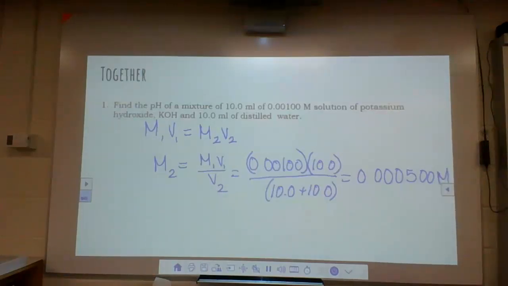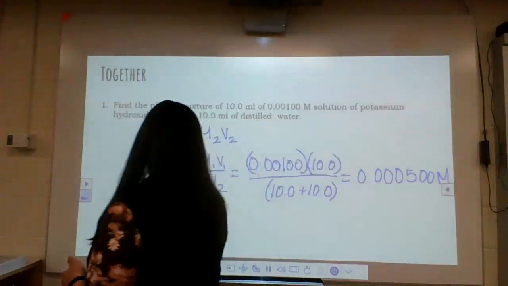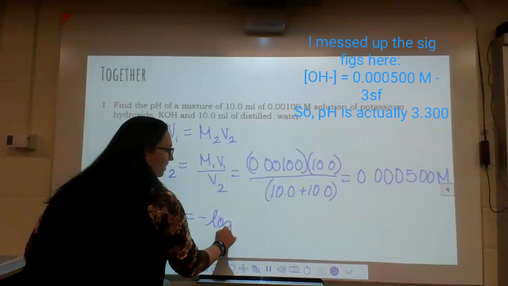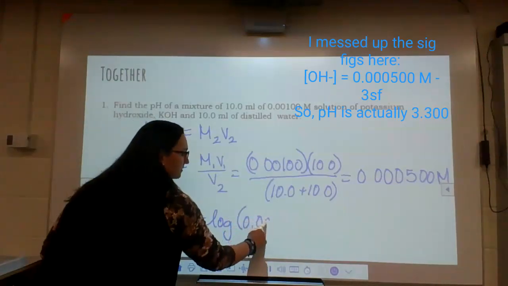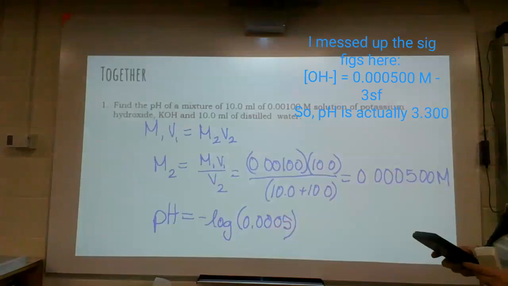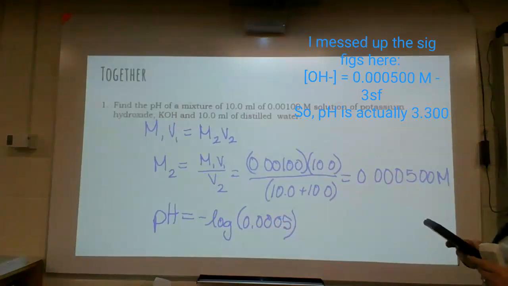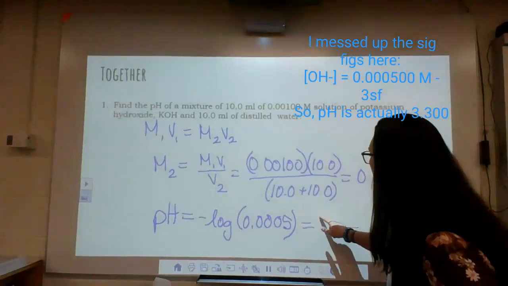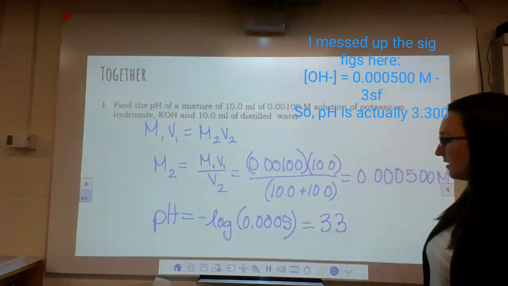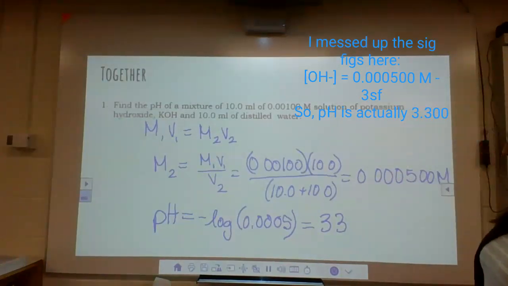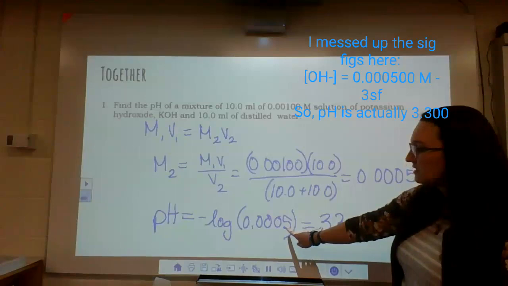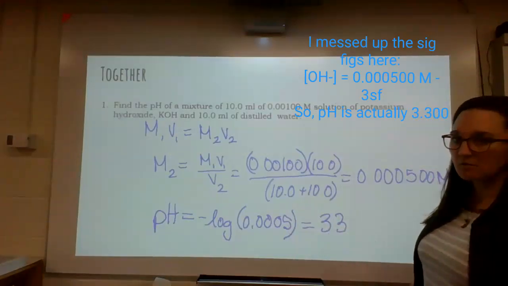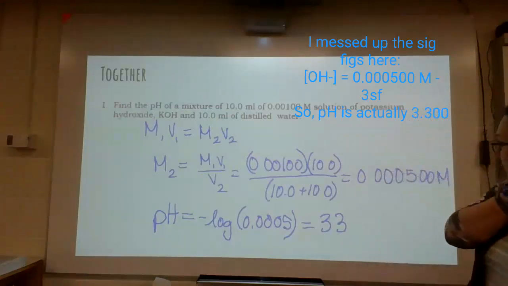So calculating the pH is equal to the negative log of 0.0005 and the pH here is going to be 3.3. Remember that when you give your answers for pH, if you have one significant digit in your concentration, that means one place after the decimal in your pH. Okay?